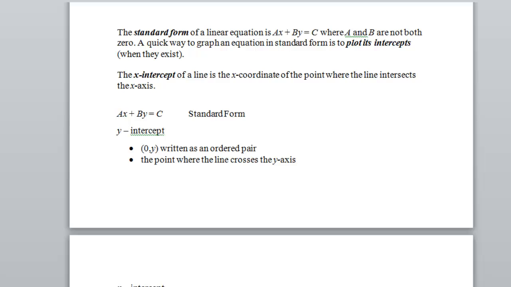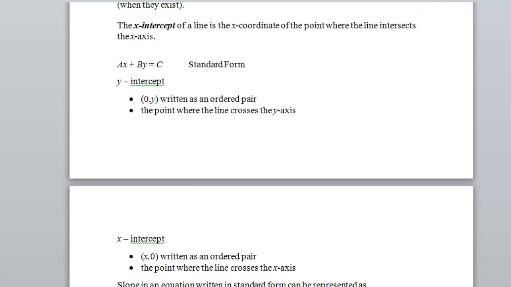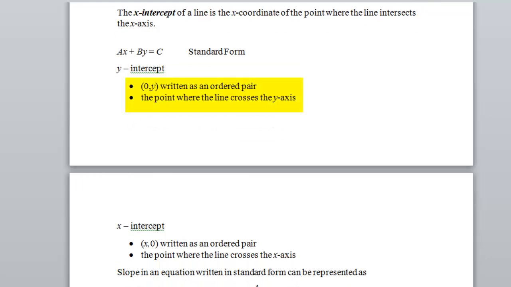Now keep in mind how these points would be written. The y-intercept would be written as a point 0 and then whatever the y value is, and the x-intercept would be x and then a 0 value. So you could write a t-chart, and we'll just use y for right now instead of f of x, where you plug in a 0 for x, and that would give you some number for y, and that would be your y-intercept.